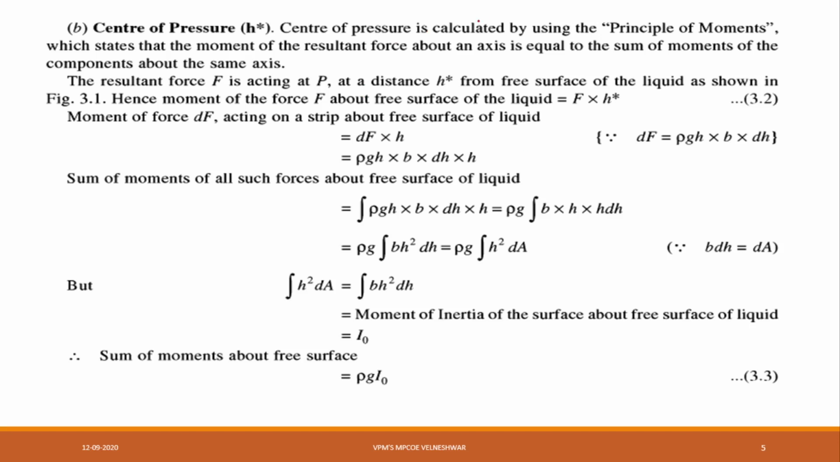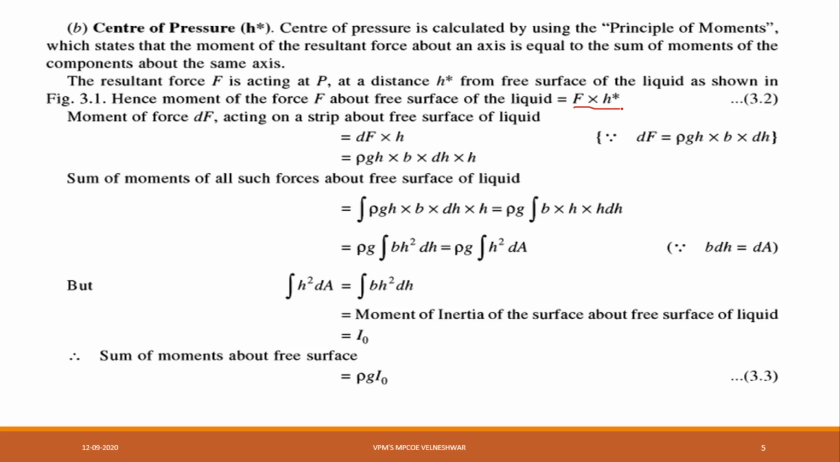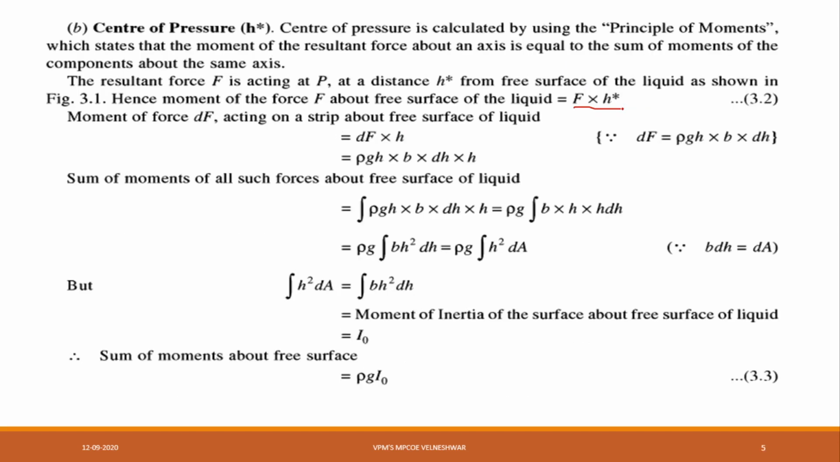Now, hence the moment of force F is equal to F into H star. Generally here we have taken F into H; now we will take F into H star. Now, the moment of force dF acting on the strip: what is the formula for dF here? Rho g h into B into dH. That is dF into H. That dF value is rho g h into B into dH into H.